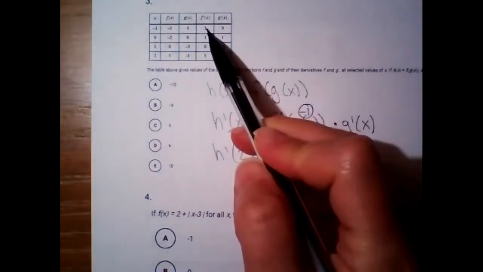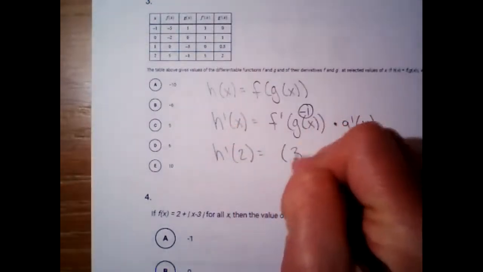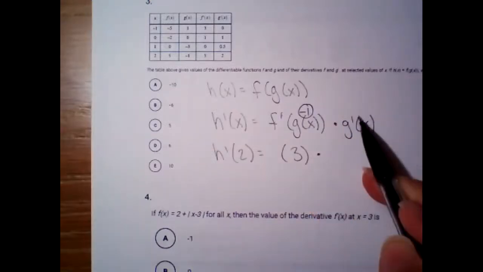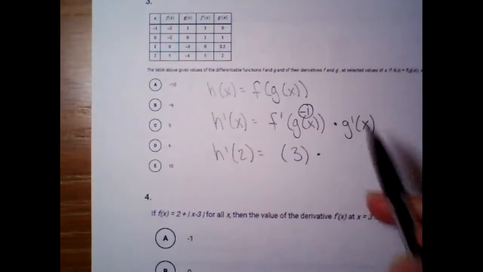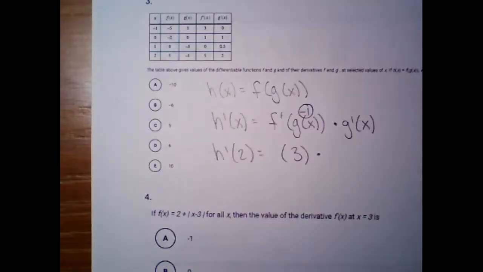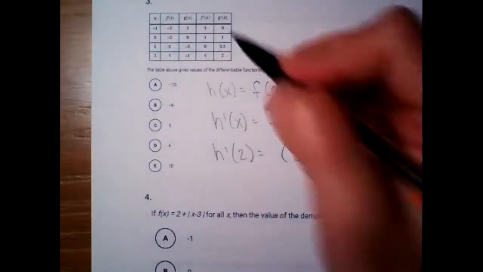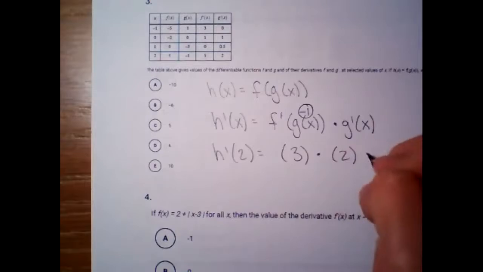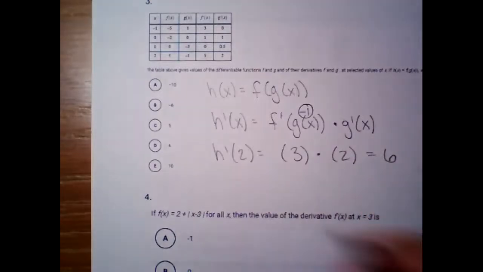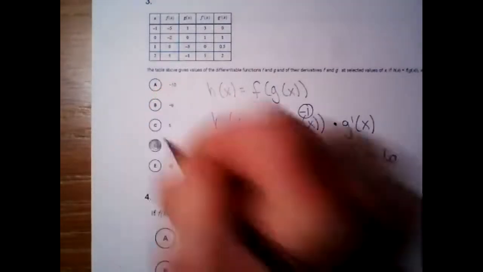Perfect, good. F prime of -1 will give us 3. So this first part's 3. And then we want g prime of 2. Again, we're still plugging in 2. So guys, find g prime of 2. Good. G prime of 2 will be 2. So 3 times 2 gives us 6. And so our answer is D.